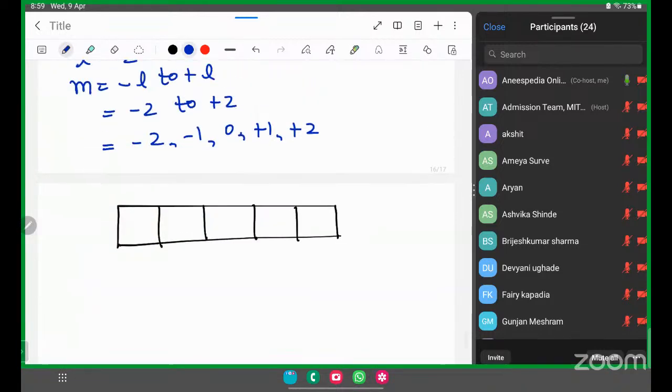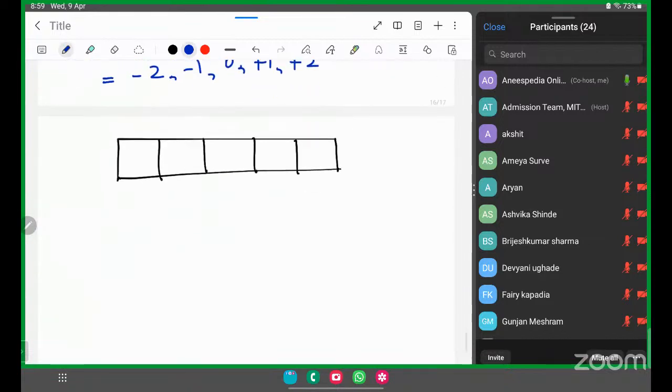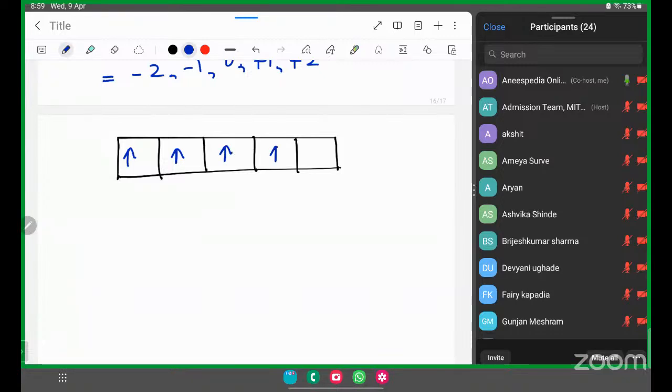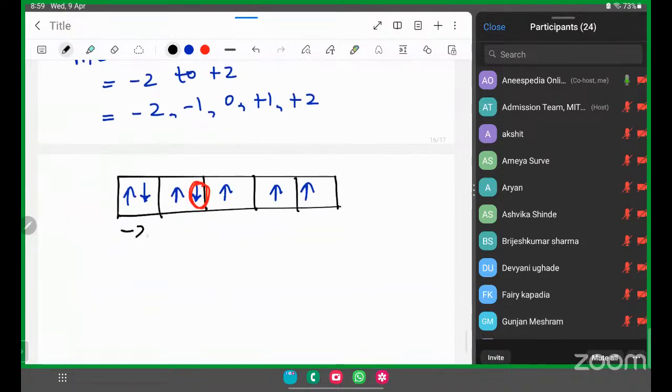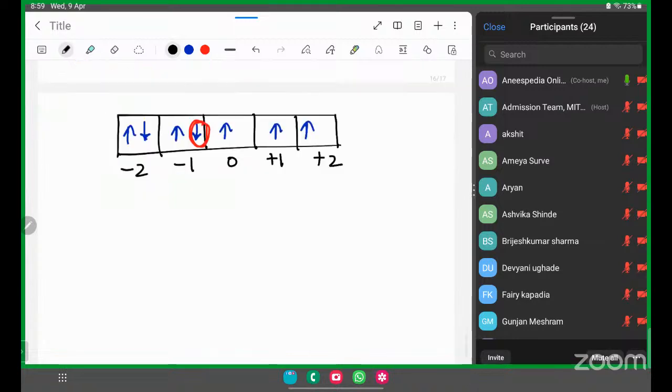Now we have to fill 7 electrons. So this will be 1, 2, 3, 4, 5, 6 and 7. So this one is the 7th electron. And if you arrange the values for m, this will be -2, -1, 0, +1, +2.